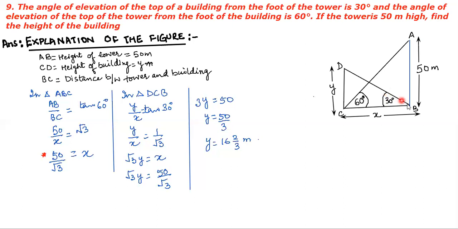Is that clear? So he is standing on the ground, observing the top of the building. That means from the ground, he is observing the top, looking from below to above. That means this is the angle of elevation. So 30 degree is the angle of elevation. And when he is standing here, the observer is here now. He is here.